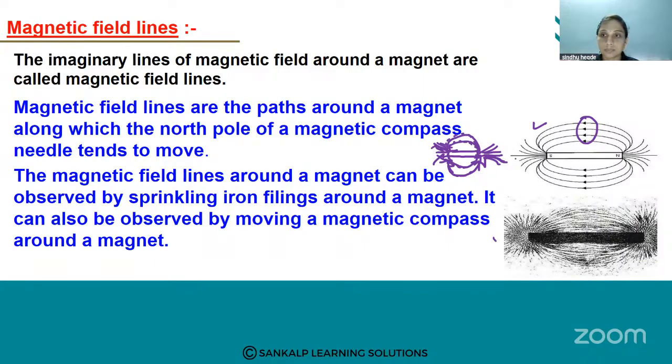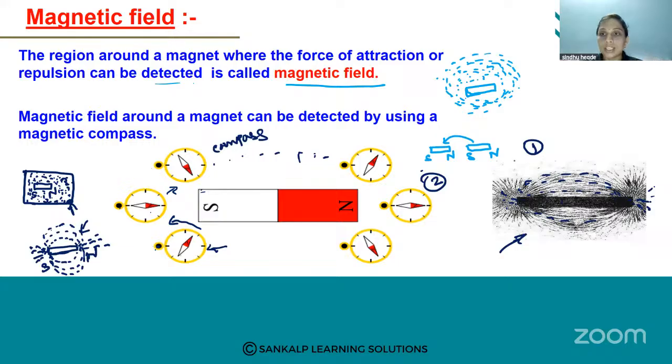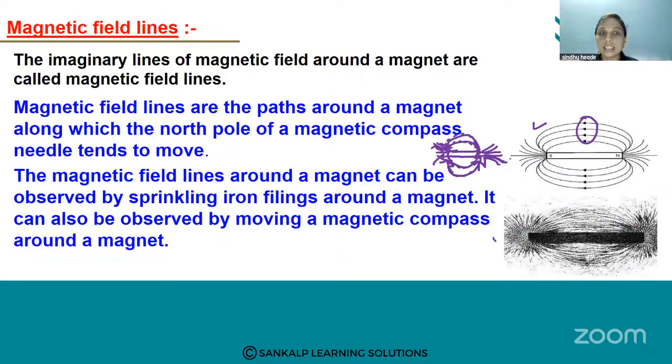Got it cleared? Yes, I will explain one more time. What is magnetic field? Magnetic field is the region or some particular place where the magnet feels some attraction or repulsion force. That particular region is called magnetic field. Then what is magnetic field lines? It is the imaginary lines of the magnetic field. That magnetic field forms some imaginary lines around the magnet. Those lines are called magnetic field lines.